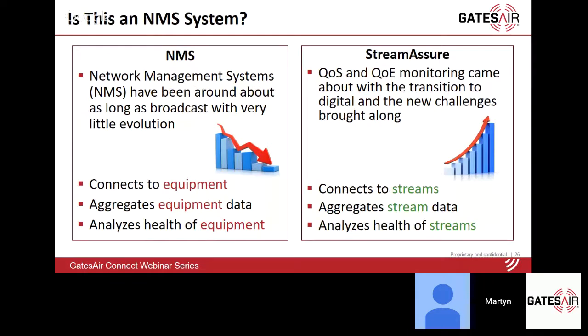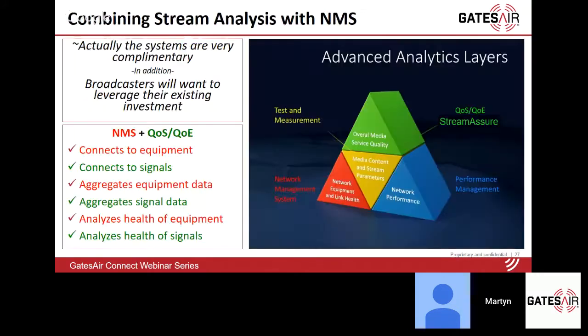So a question we might get asked is, is this an NMS system, a network management system? No, it's not. A network management system is something that connects to equipment. It aggregates equipment data and analyzes the health of the equipment. StreamAssure is different. It connects to streams. It aggregates the stream data, and it analyzes the health of the streams. You can see it's doing a little bit different thing. One nice thing is these two things can be merged together. So StreamAssure can work very well in conjunction with an NMS system if you already have one, or if you're thinking about purchasing one, as shown on the next slide.